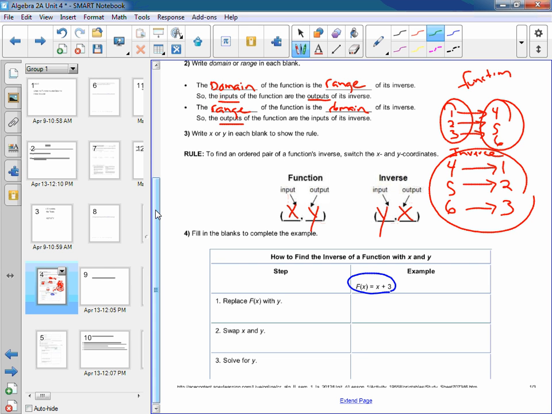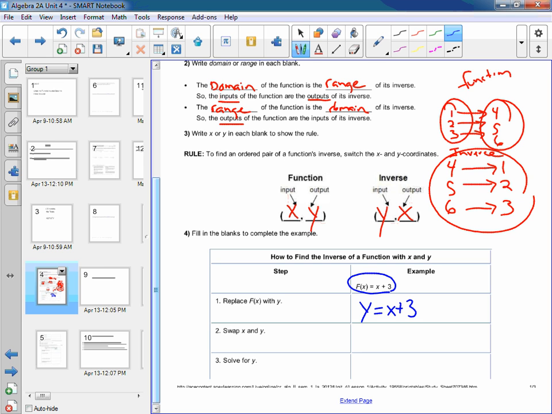So we are going to follow a little process. You can follow these steps. And again, if you don't have the study guide, go ahead and just use this problem as a sample in your notes. We're going to replace f of x with y and write this as y equals x plus 3.